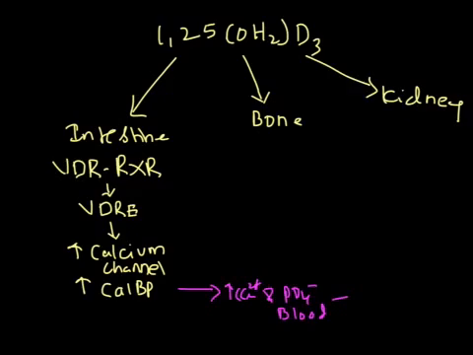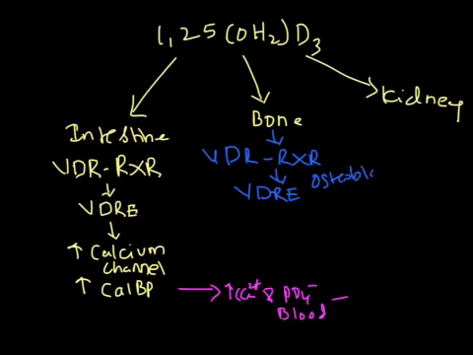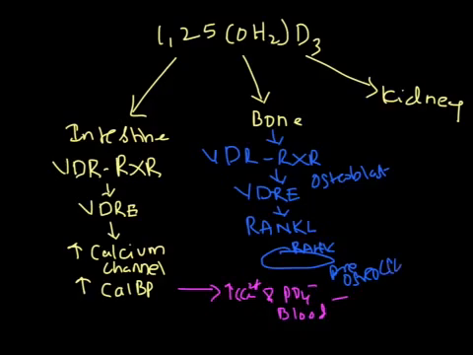Now the effect of 1,25 on the bone. In the bone, 1,25 is going to bind with the vitamin D receptor again. So it is the VDR RXR receptor, and it is going to interact with VDRE, the vitamin D response element. Especially this happens on the osteoblastic cells, VDR, RXR, VDRE, and then there will be expression of RANK ligand. This RANK ligand is going to interact with the RANK receptors on the pre-osteoclast. So there is an interaction between RANK ligand and RANK receptor here.